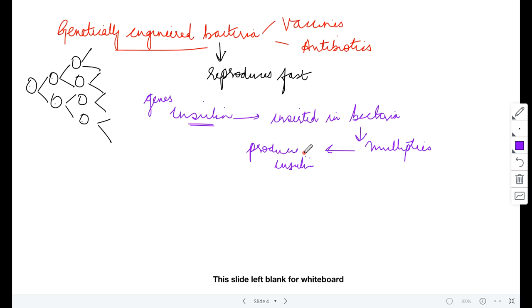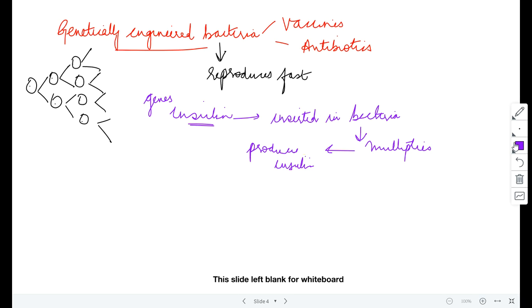It reproduces very fast, it multiplies very fast. Okay, so whatever chemical you insert, you'll get the products very fast. So that is why it is used to make vaccines or antibiotics. Okay, so now let's talk about the word clone.